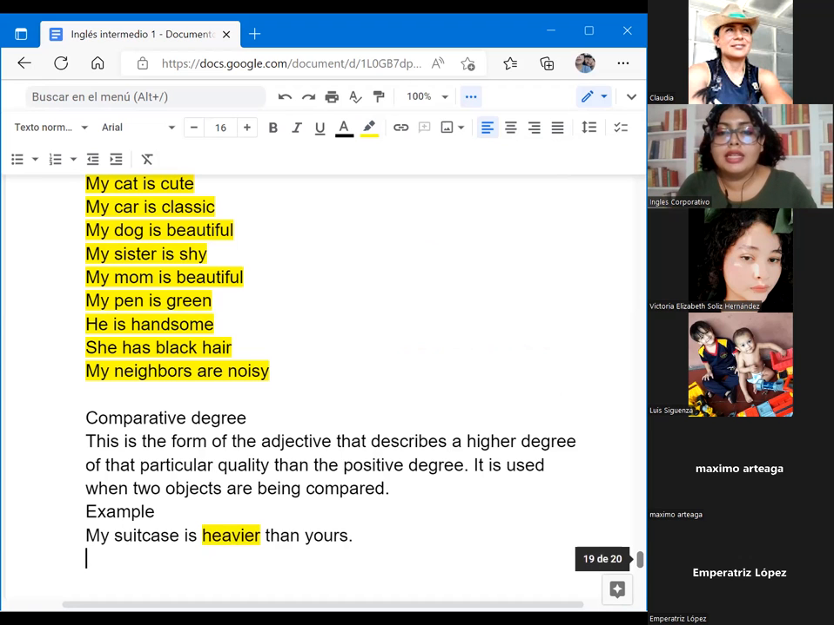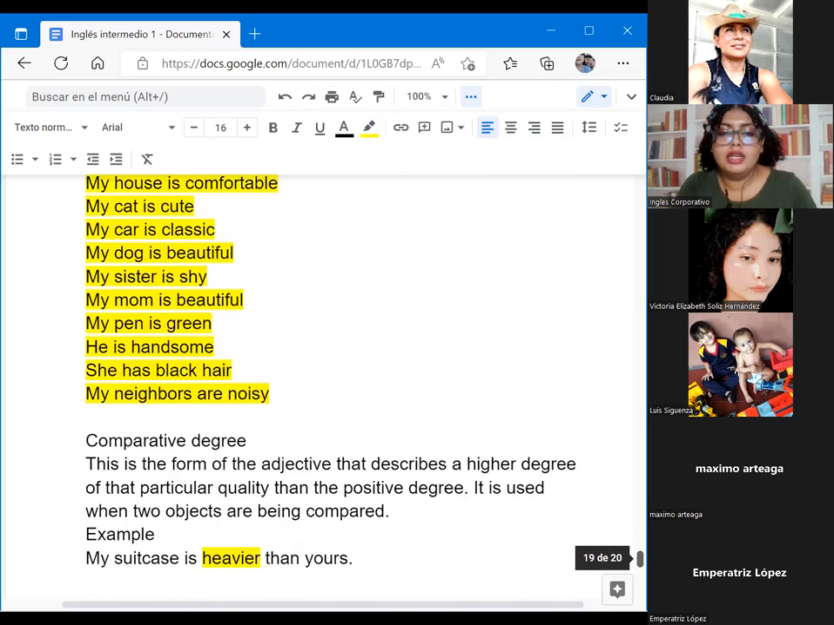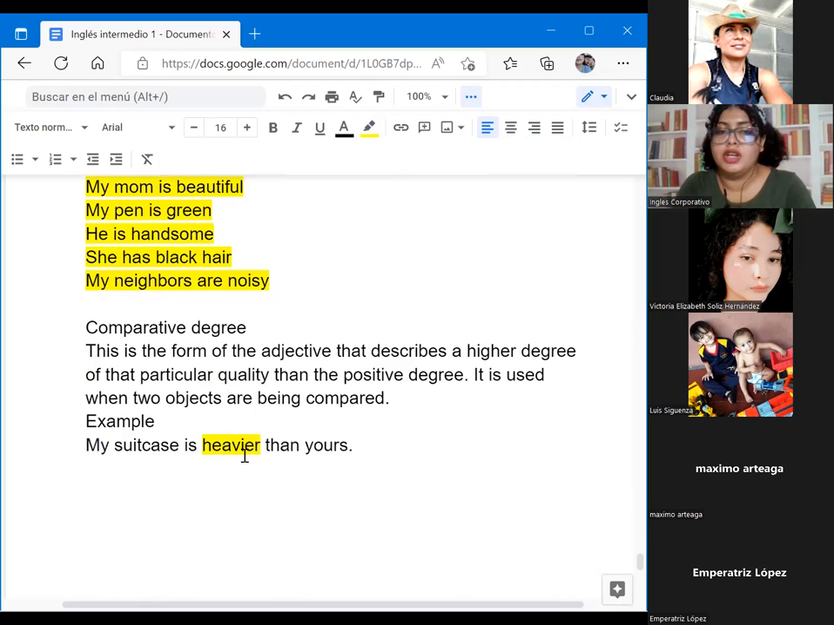It is not like in the first one, because you can see here that we have the word heavy. And here we have heavier than yours. Aquí cambiamos la forma del adjetivo. Ya no es el mismo, sino que se le agrega algo más. Porque estamos diciendo que my suitcase es más pesado que el tuyo. So in that case, we are making a comparison of the weight of the things.